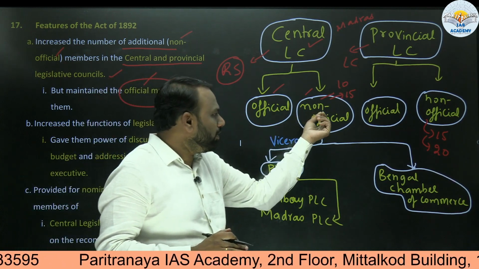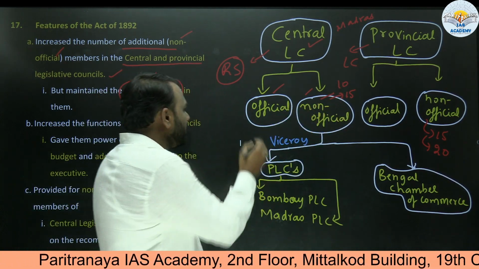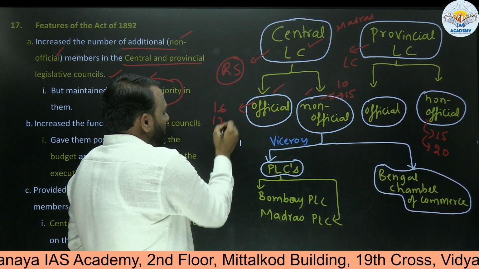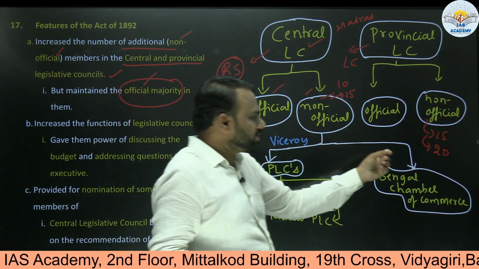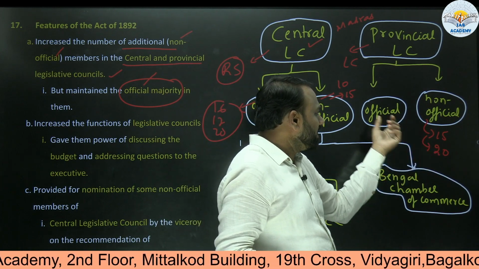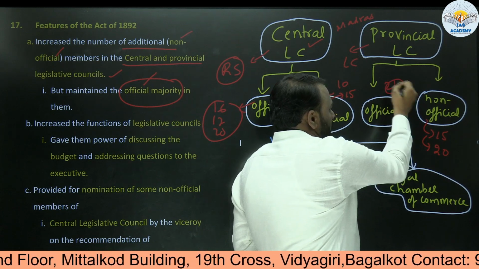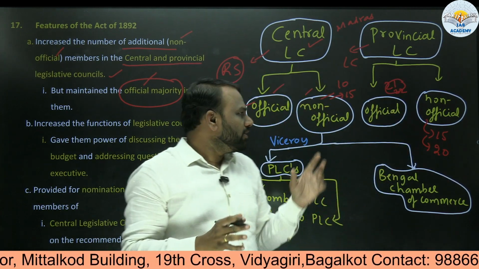For example, if we have non-official members 15, then official members will be more than 15. It may be 16, 17, 20 or somewhat. Similarly, at the provinces, if the non-official members are 20, then official members will be minimum 21, 22 or so on. Okay. So what do we understand?